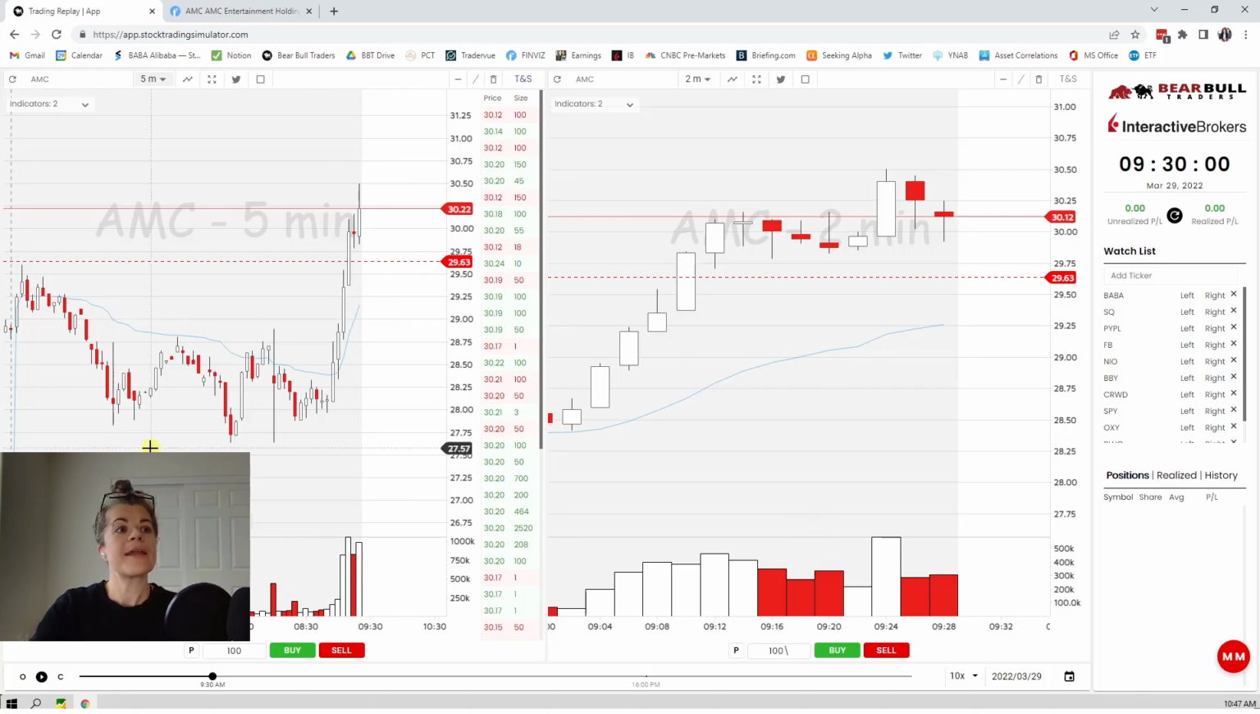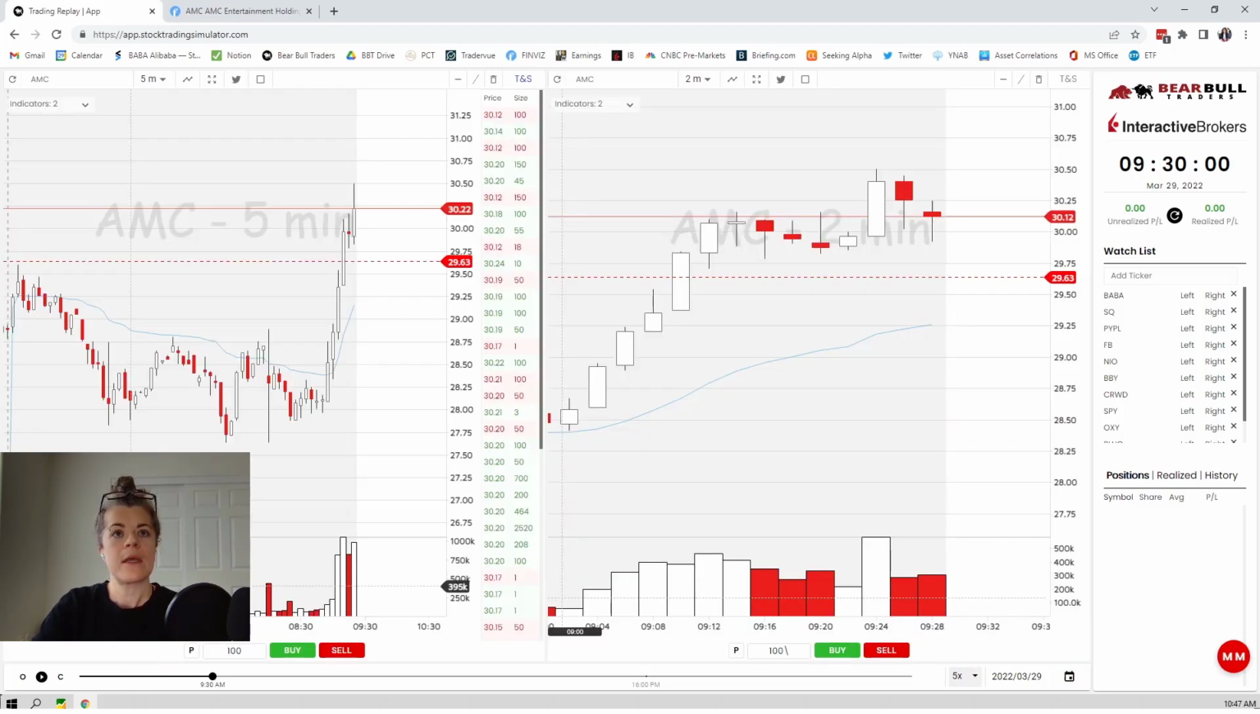So I want to play at the safest place, especially on meme stocks, because they're very unsafe. So I want to be as safe as I can be. So let's just hit play on this. I'm going to change this to 5 times speed, and let's just see how it plays out.